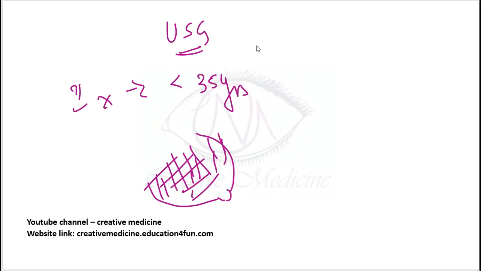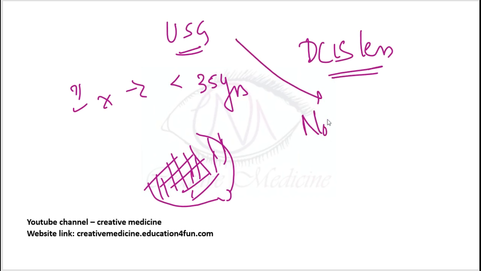The sensitivity of ultrasonography in detecting DCIS is less when compared to mammography. That is why ultrasonography is not a screening method. Why is it not a screening method? Because it cannot diagnose DCIS well. So ultrasonography is an important method for resolving equivocal mammographic findings.